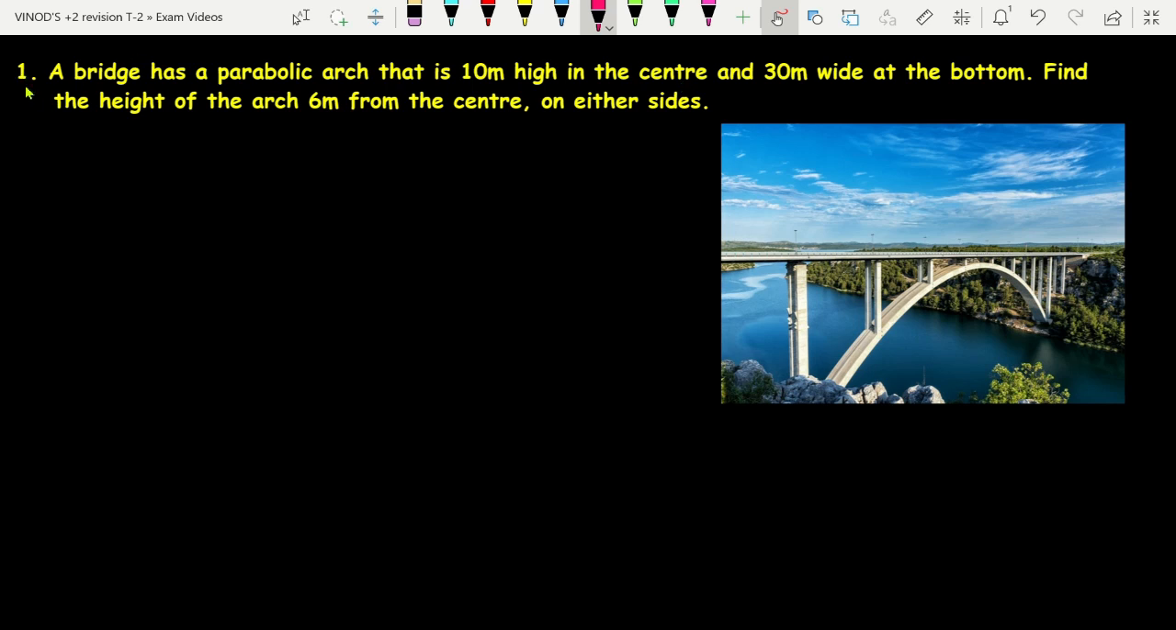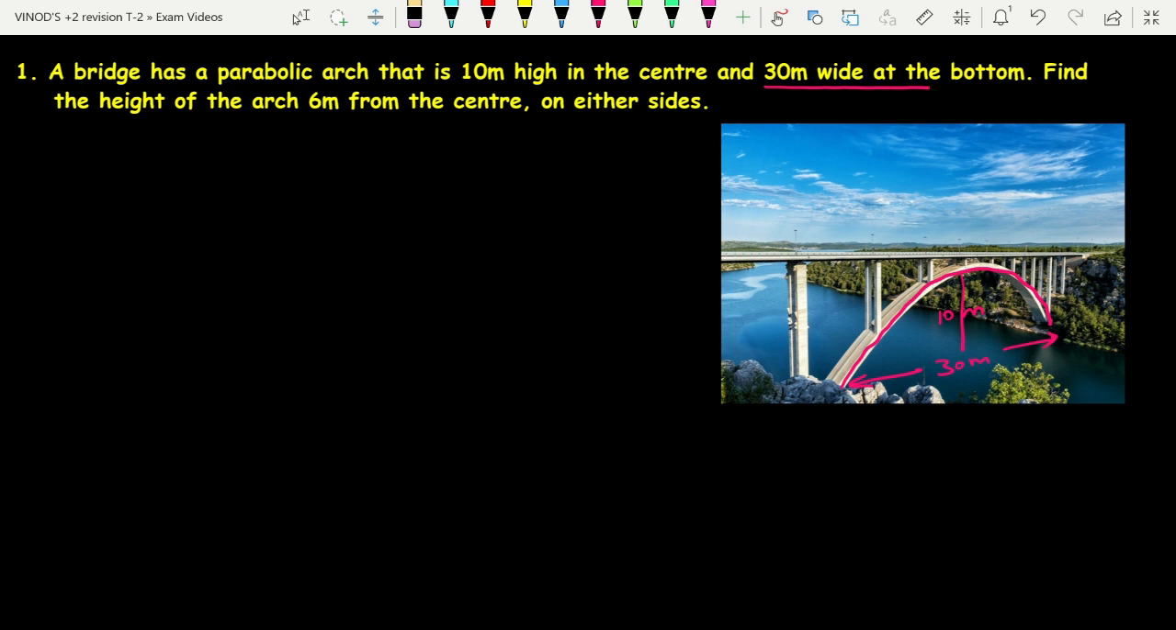Exercise 5.5, problem number 1. A bridge has a parabolic arch that is 10 meters high in the center. So you can see in the picture, this is the parabolic arch, and from the water level it is 10 meters high. It is given 30 meters wide at the bottom. So this is the bottom, which is 30 meters wide.